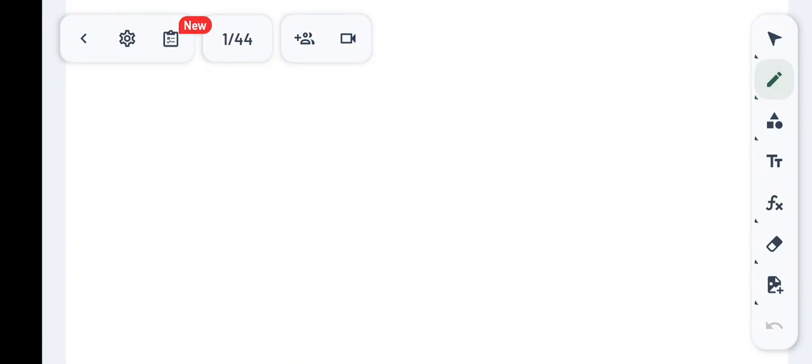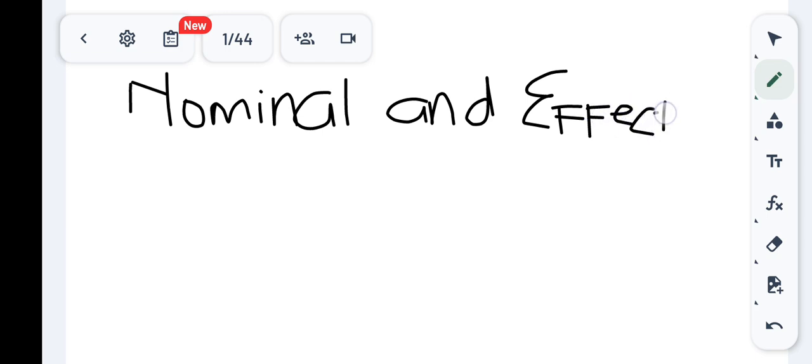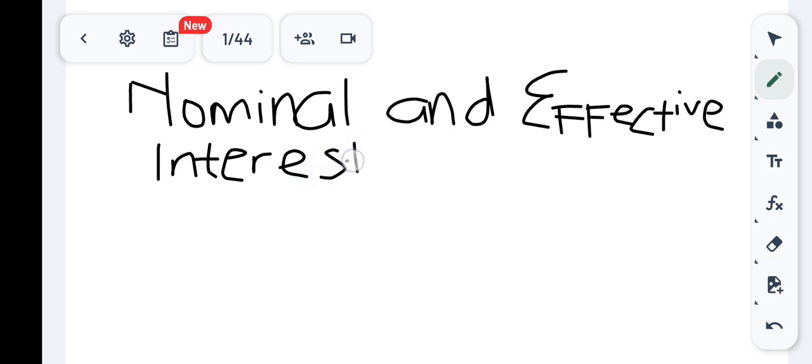Right, so hi guys, we are back once again and we are still continuing with financial mathematics. We did simple interest, we did compound interest, and in this video we will be talking about nominal and effective interest rates. Right, so because it's interest rates, it means we are dealing with percentages, right?